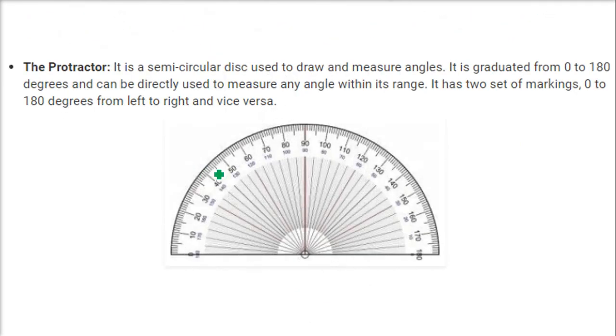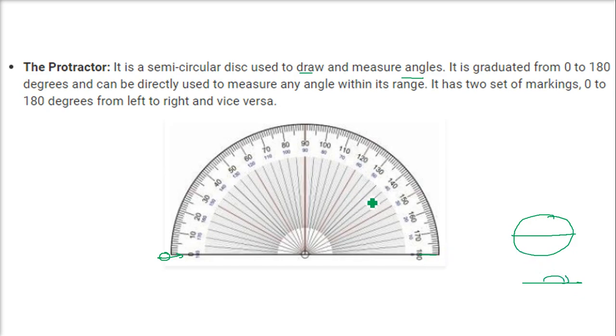Then the protractor. If you see, this protractor is a semicircle-shaped tool. A circle is like this, and because it is half, it is a semicircle, a semicircular disc, and this is used to draw and measure angles. If you see, it is calibrated, or graduated, from 0 degrees here to 180 degrees. For a straight line, the angle is always 180 degrees.